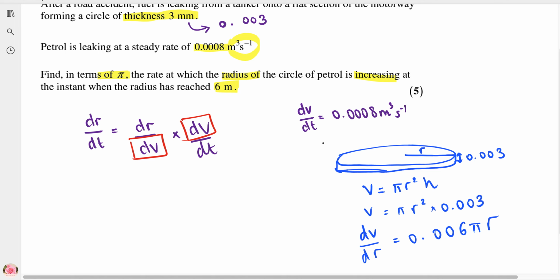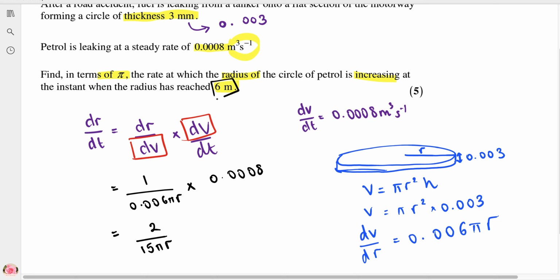So if we were to substitute everything that we have here, that's going to give us dr over dV is, this is the opposite of what we have, so the inverse of it. So you have 1 over 0.006 pi r times, and then dV over dt is over here, which is 0.0008. And then if you simplify this, you should get that divided by that is actually quite nice, 2 over 15 pi r, and that's the answer.